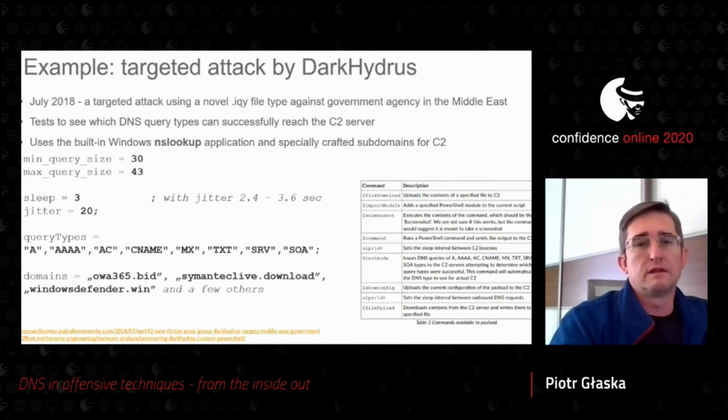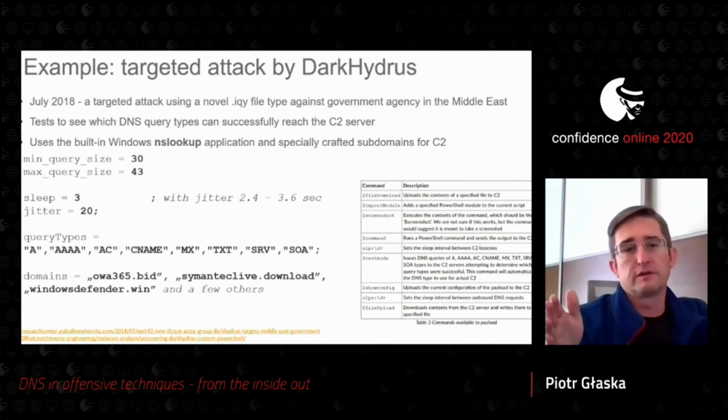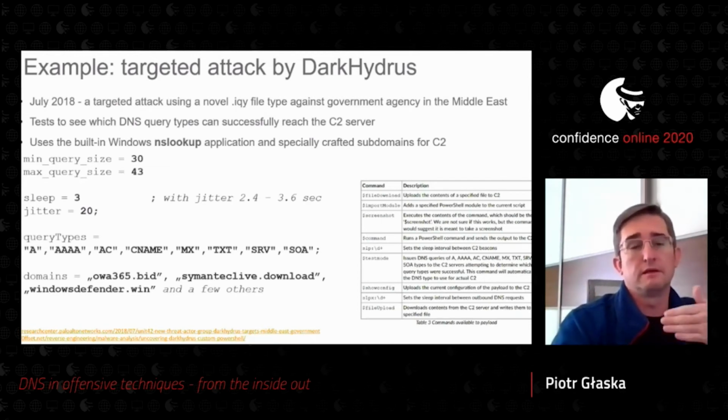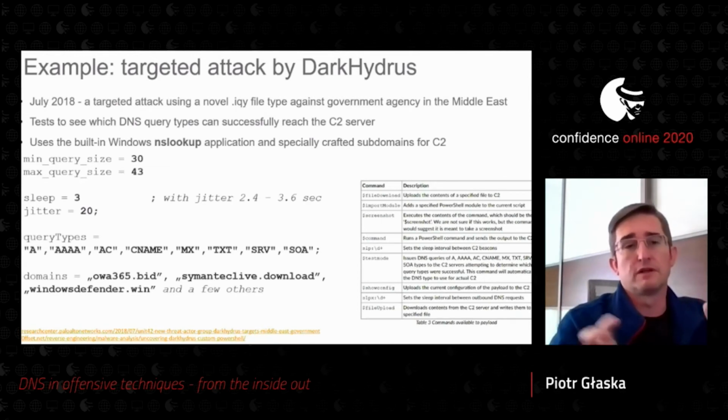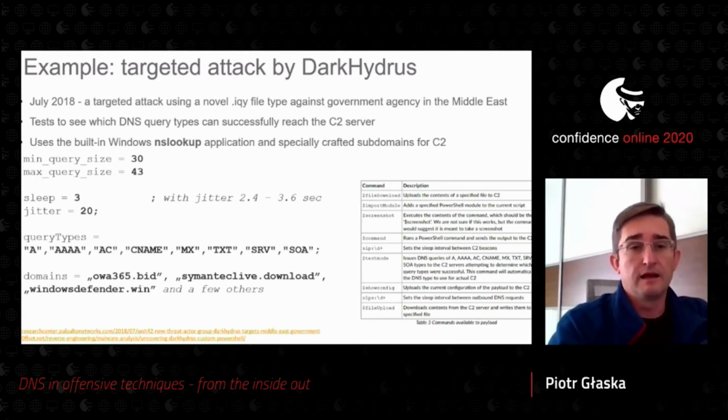So what they randomized in the DNS query was the query size. The hostname part of the query was between 30 to 43 characters, so there was not a pattern which could be detected easily. That was randomized. The delay between the queries was also randomized, and it was not that small. It was more or less 3 seconds, plus minus 0.6 second. So between every query, there was a slightly different delay.